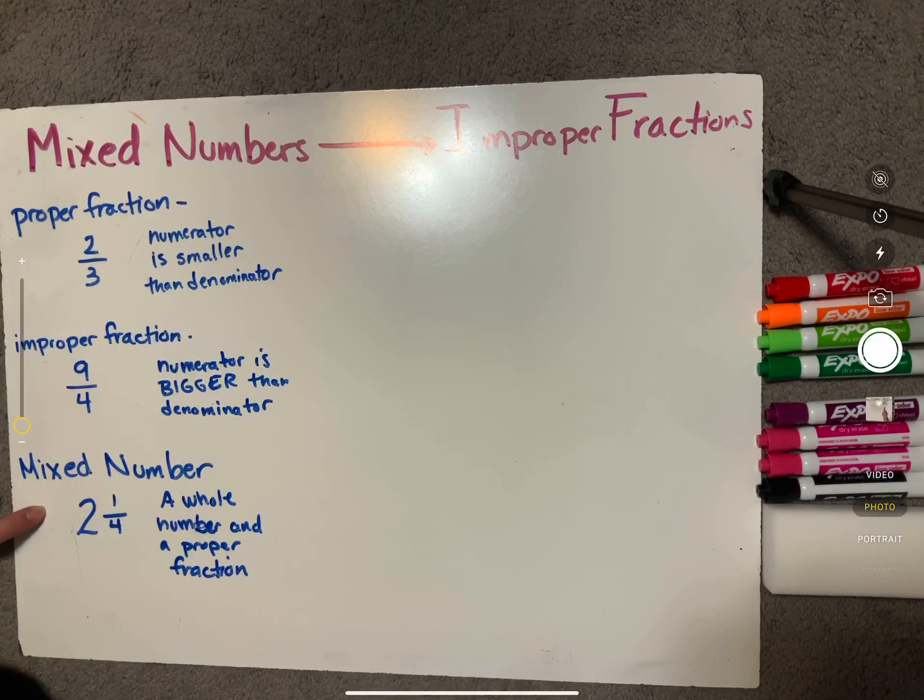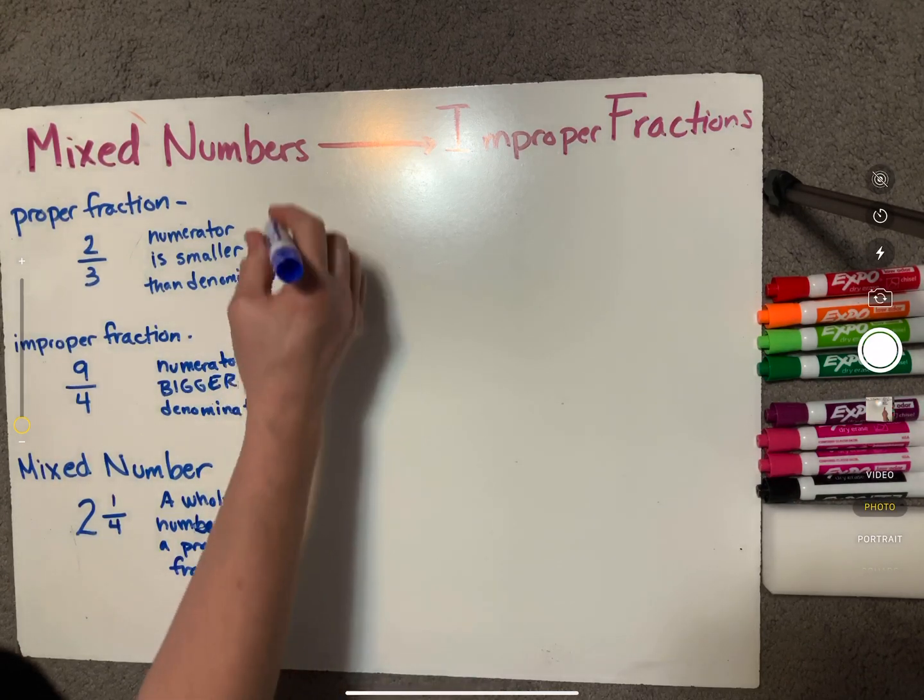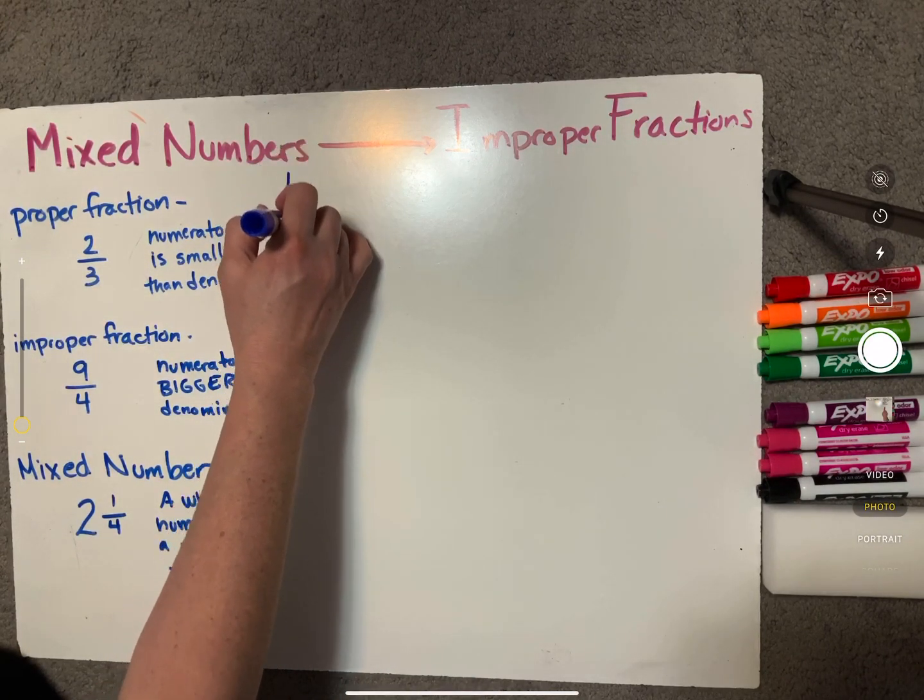And for a mixed number, you're going to have a whole number and a proper fraction next to each other. When you write your whole number, the whole number part is going to be as tall as your proper fraction so that it's not confusing that it's part of the fraction or that it's a different number. So you want to make sure your whole number is the same height as the regular part of your fraction.